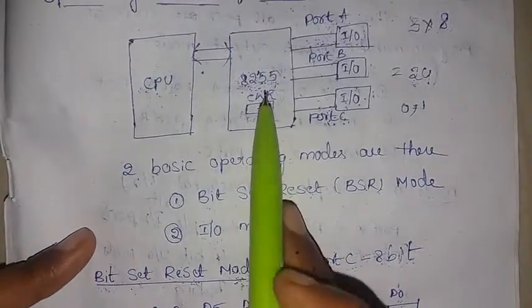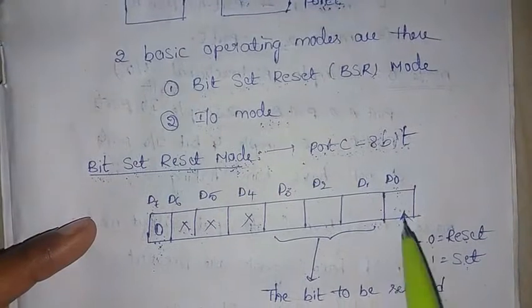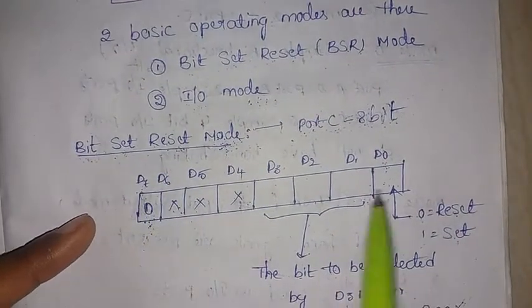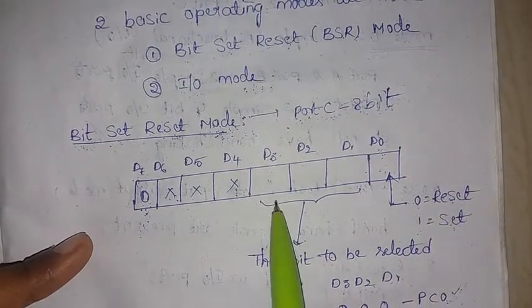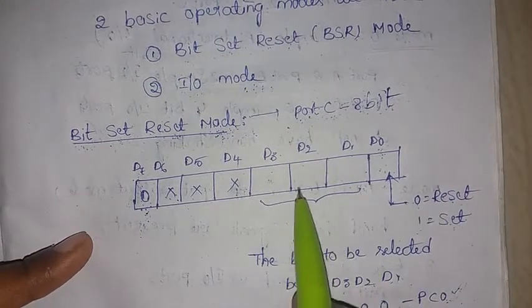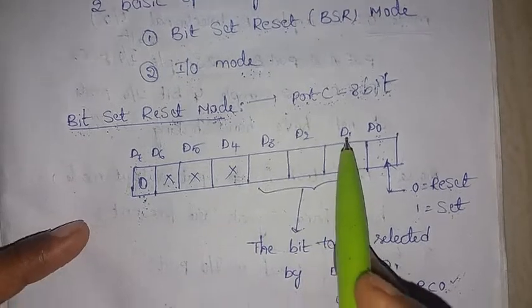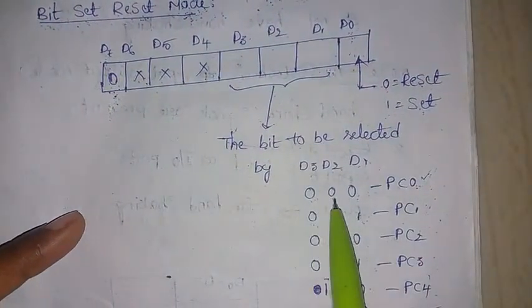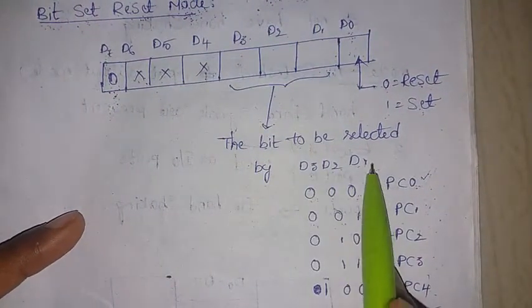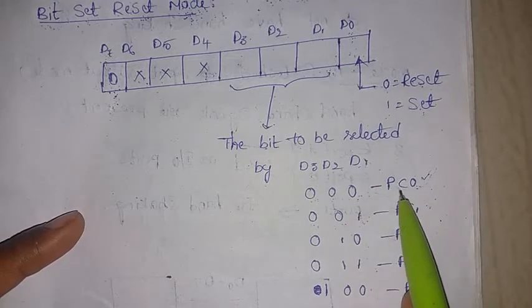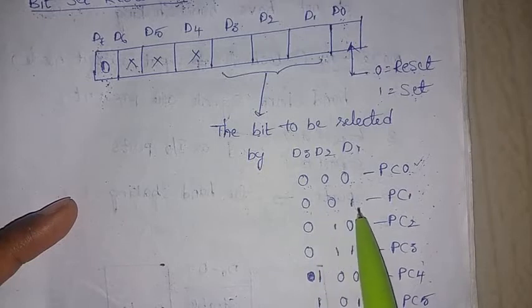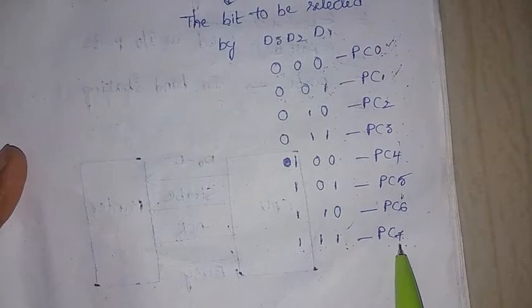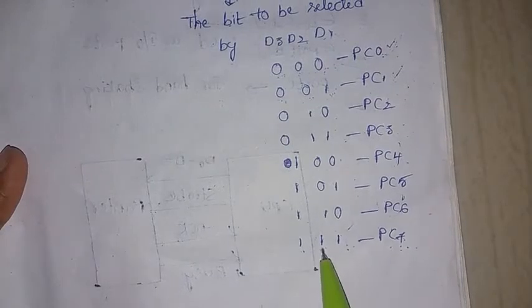The control word register size is 8 bit. So the bits are from D0 to D7. The first bit is used to set or reset. And particular bit can be selected by using bits D3, D2, D1. Suppose if you place 0, 0, 0 in D3, D2, D1 positions, then we can select PC0, the first pin. If you place 0, 0, 1, PC1 can be selected. For selection of PC7, the bits are 1, 1, 1.